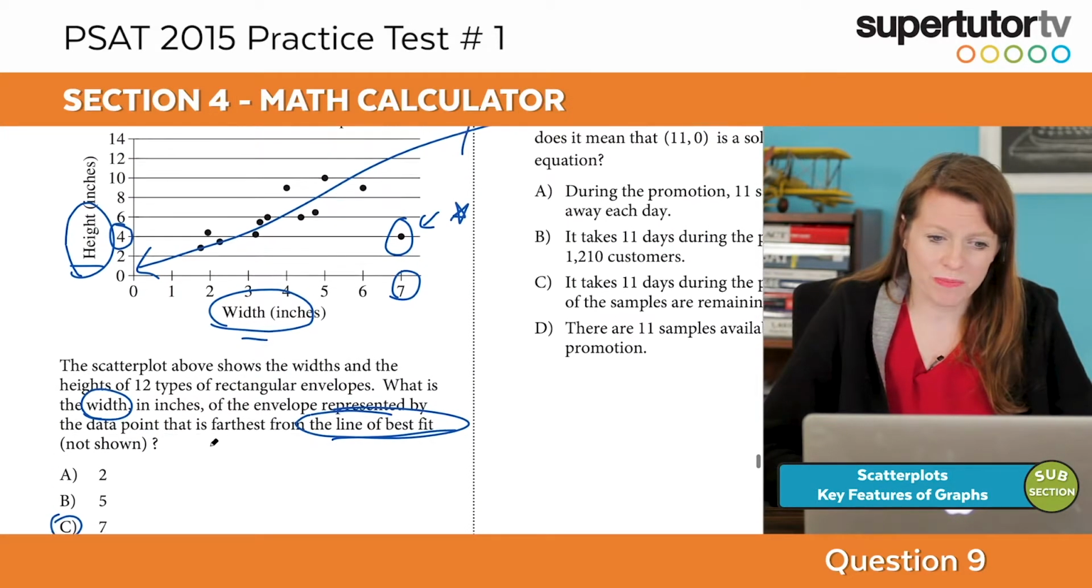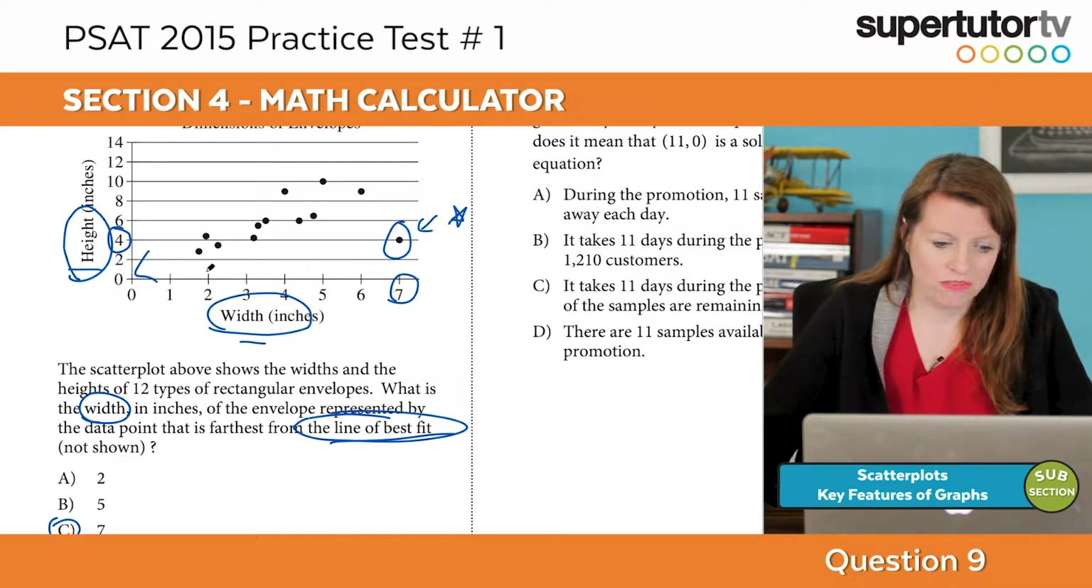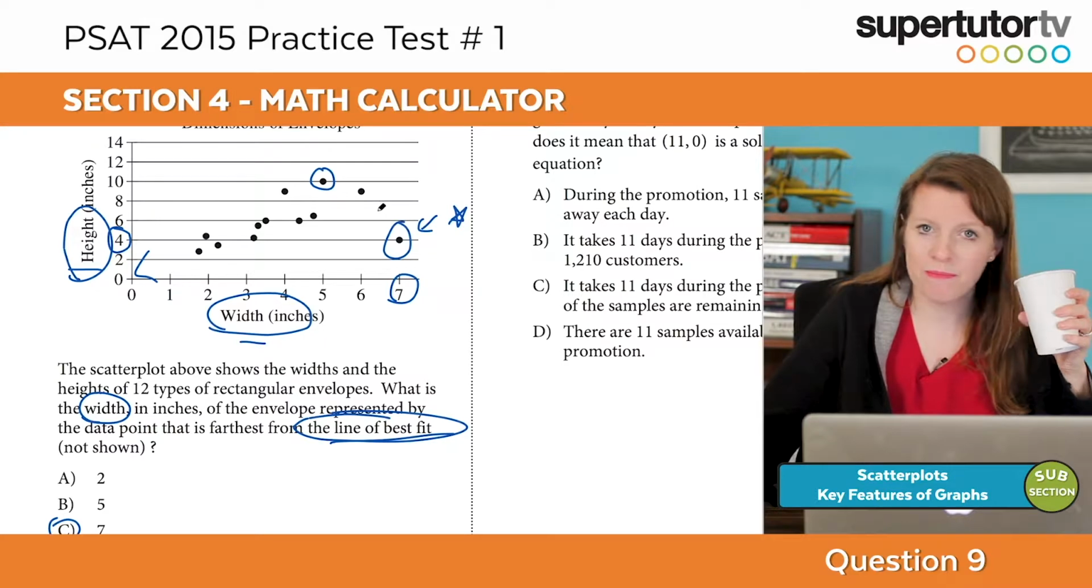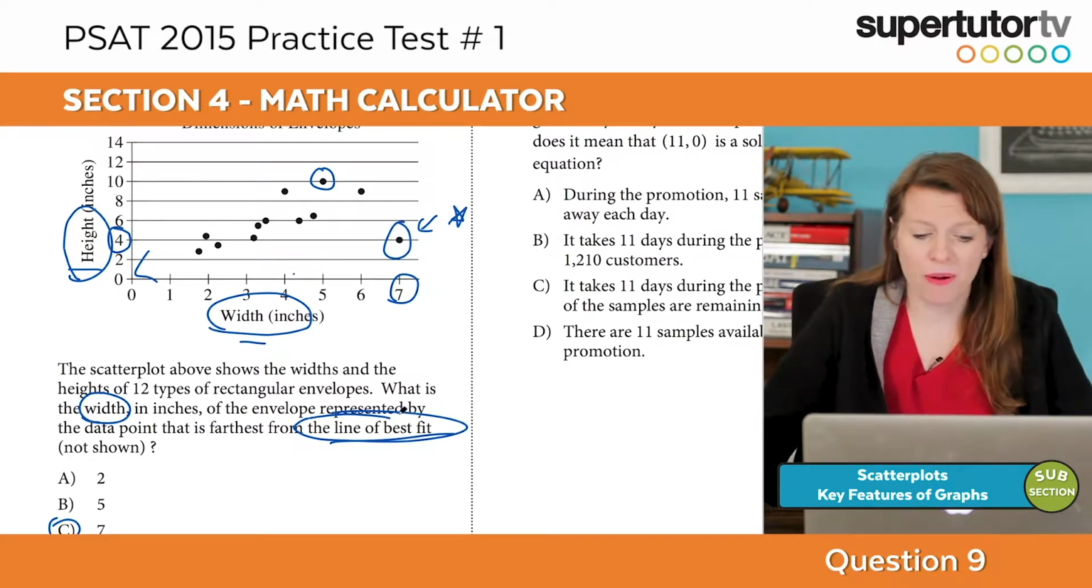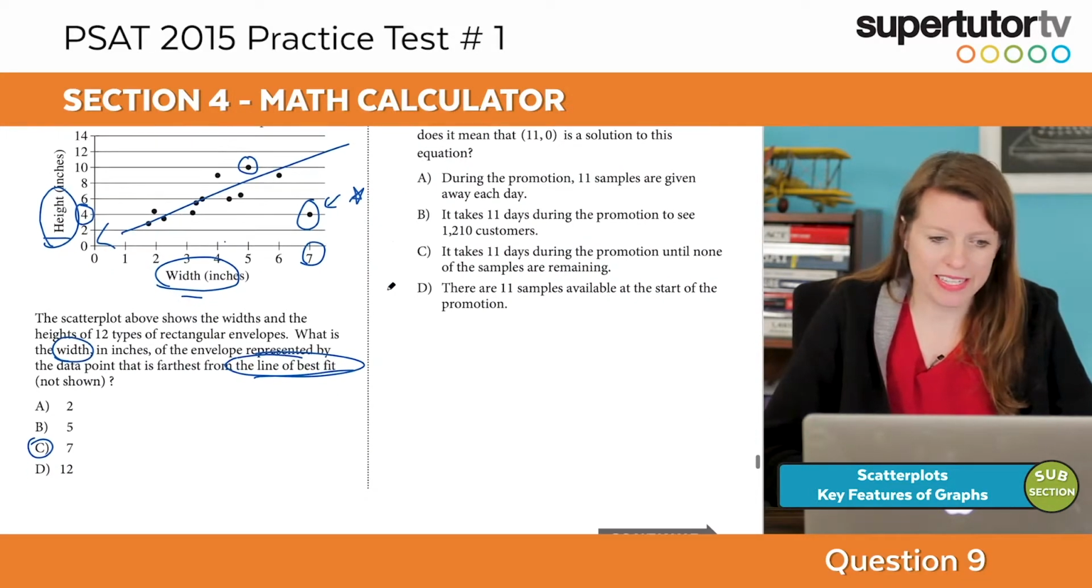Now, maybe you just misinterpreted this, or you didn't know what line of best fit was, so you just picked a number and you had no idea. Maybe you picked, I don't know, 2? Maybe you thought this was the farthest from the bottom? Don't know. But as you can see, this is a really easy problem if you know what line of best fit means. It means just draw a line kind of through the clump of numbers. Don't worry about outliers. Find the outlier. Find the width. Easy peasy.